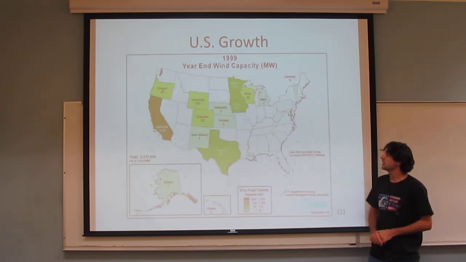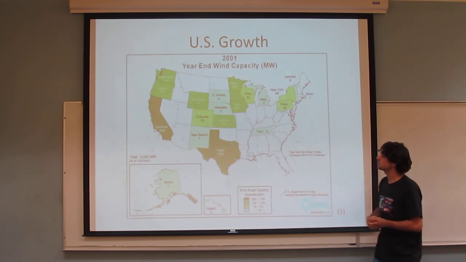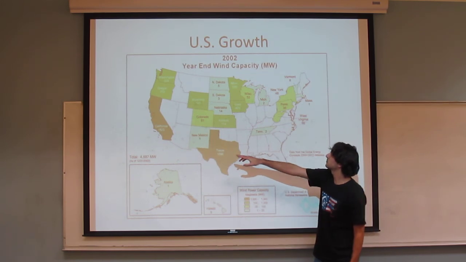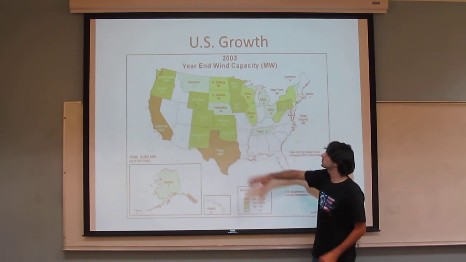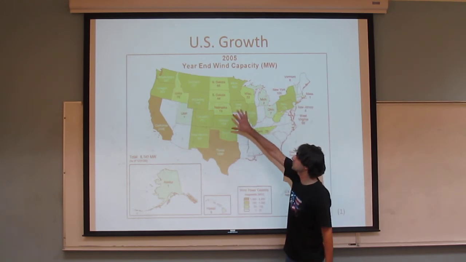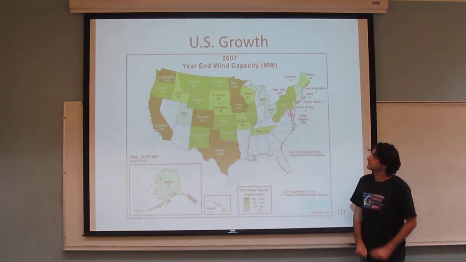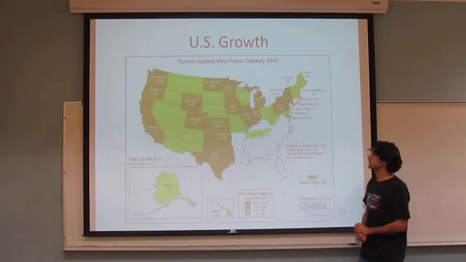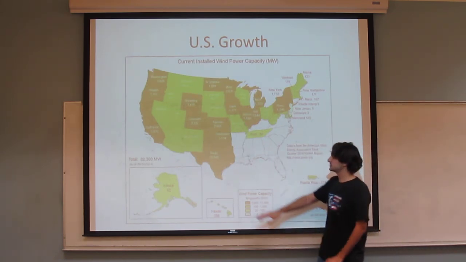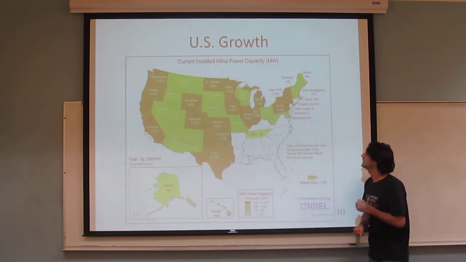Now this is a time lapse of the growth of wind farms across the U.S. I just want to point out Texas, California, and Iowa are going to be dark green over the years, and a lot of development will occur in the Midwest here along with this region. Now this is what it looks like today with Texas having around 13,000 megawatts of our 60,000 in capacity.